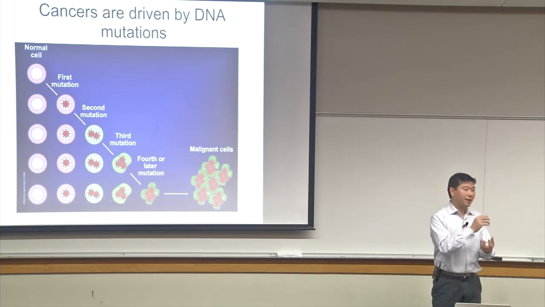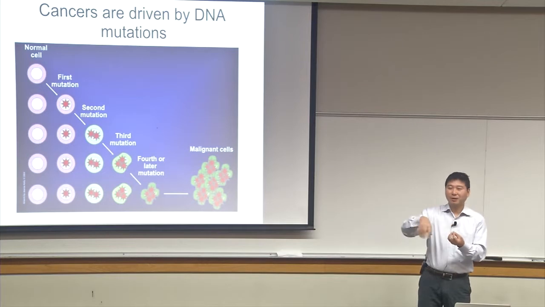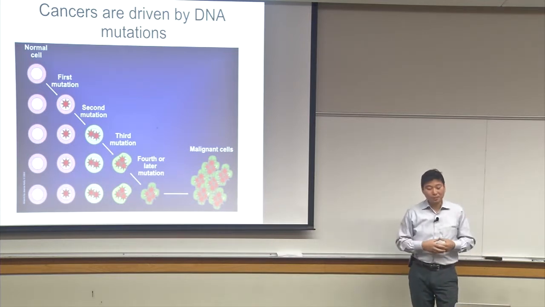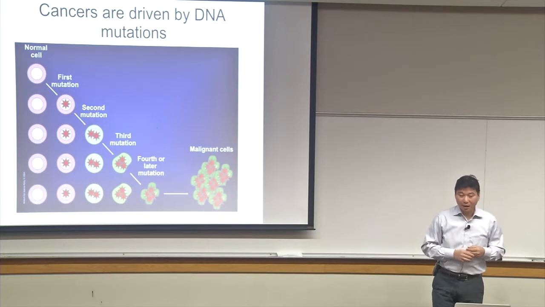So one of the important characteristics is proliferation, where the cells never die, okay? So they will keep multiplying, and then eventually they become a big tumor. So that is the process of how cancers are developed.